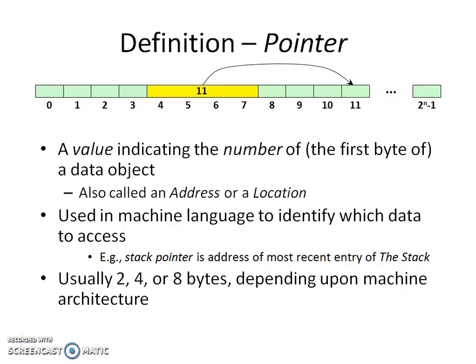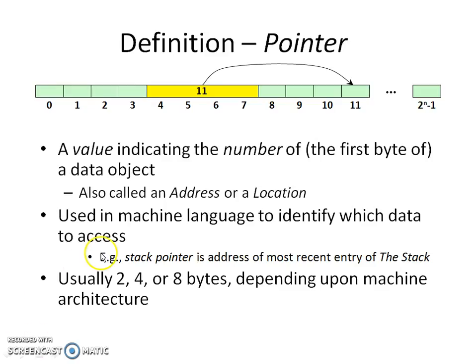As an intermediate concept between arrays and passing arrays as arguments to functions, we need to know about pointers. So let us see some slides about pointers, the basics about pointers. A pointer is a value indicating the number of the first byte, that is the value of the first byte of a data object. It can be integer or double, anything, also called an address or a location.